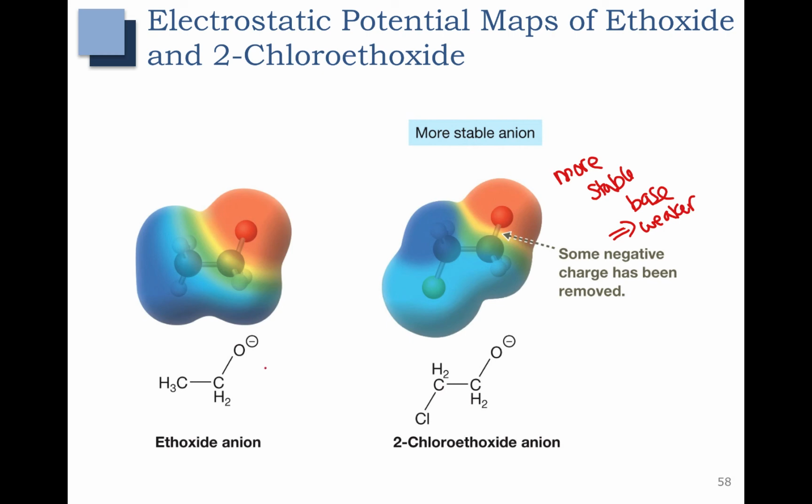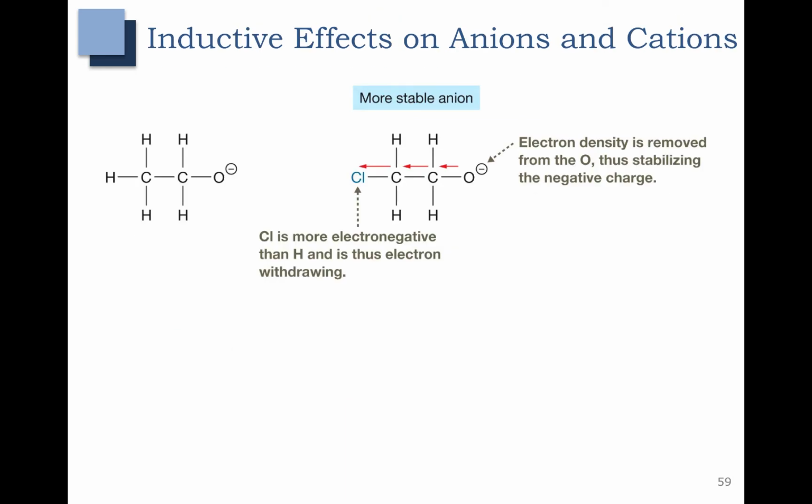That means ethoxide is the stronger base. Again, the trend that we're looking at is seeing that electronegative atom is pulling away electron density and helping to stabilize that negative charge. As we're sharing some of that electron density, it's going to help to stabilize that negative charge and make the base more stable.